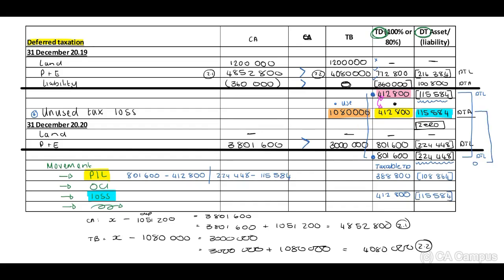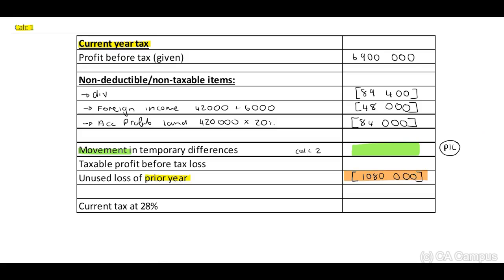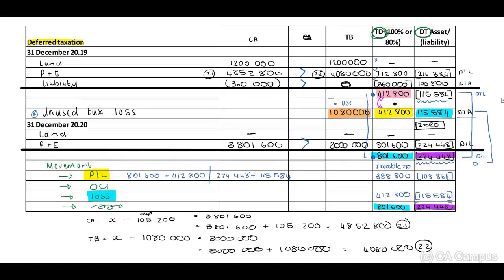Okay. Now, when you look at this and you add the movement of our temporary differences, this will be the 801,600, exactly the same as what we have calculated, guys. And when you add our total of our movement, this will be 224,448, and this is exactly what we have calculated the deferred tax liability balance to be. Now, we need to include in our current tax the movement of our temporary difference that relates to our profit and loss. Okay, when we look at this, guys, this will be the 388,800.